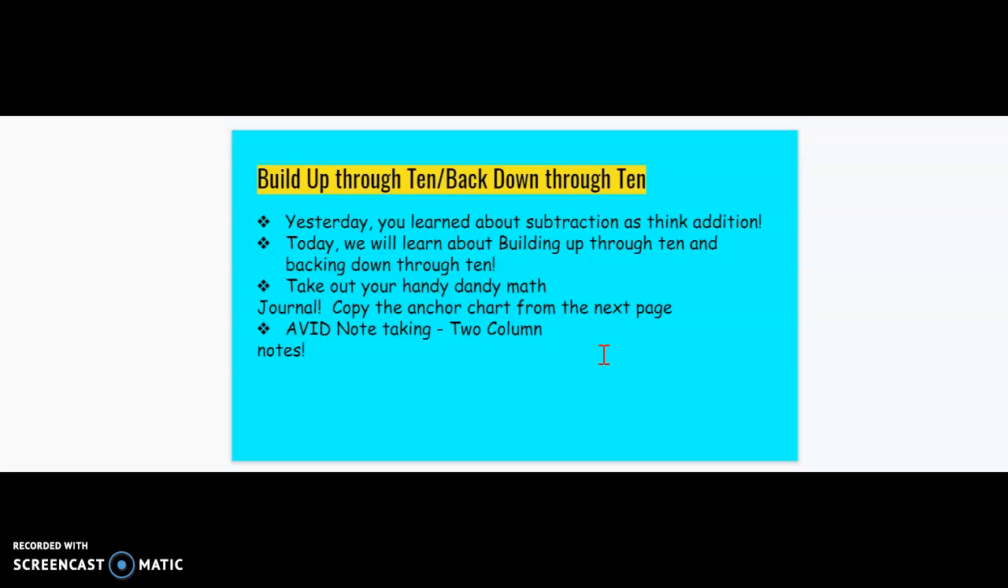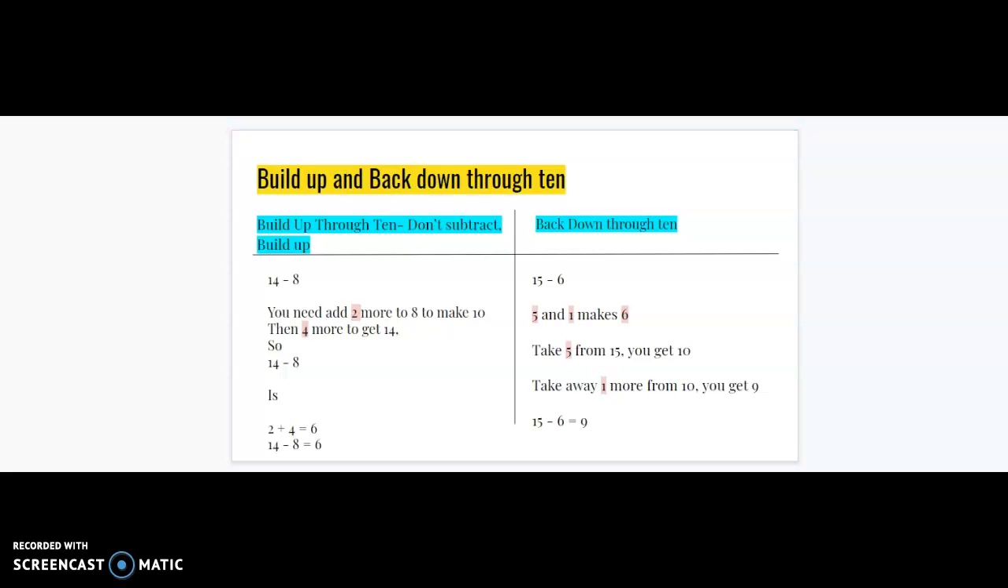So today you will need a 2-column note. You will need to draw 2-column notes. And so here is a 2-column note. It's just sort of like a T-chart. On the left side, you want to put build up through 10. Don't subtract, build up. And then on the right side, you're going to put back down through 10.